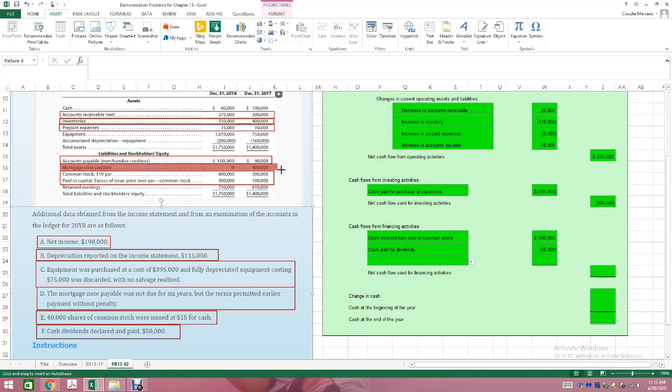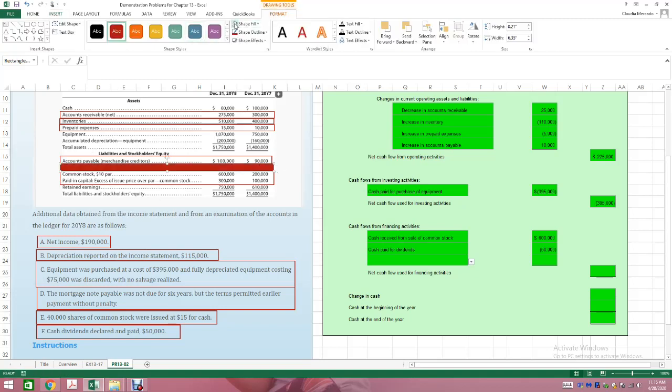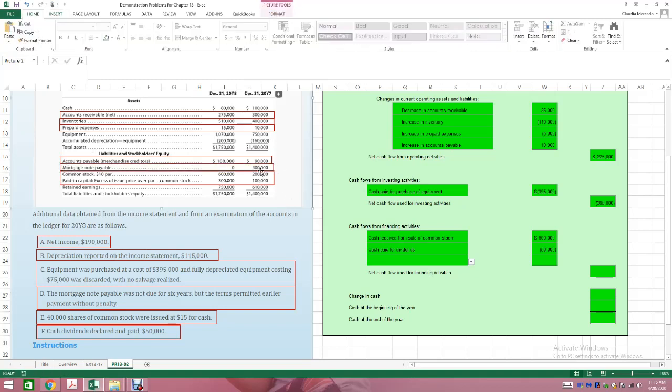Okay. So what happened with this mortgage note payable? We had a mortgage of $400,000 in our books last year. This year it's zero. So what does that mean? That means one thing: we paid off our mortgage. We had a balance of $400,000. Now our balance is zero.